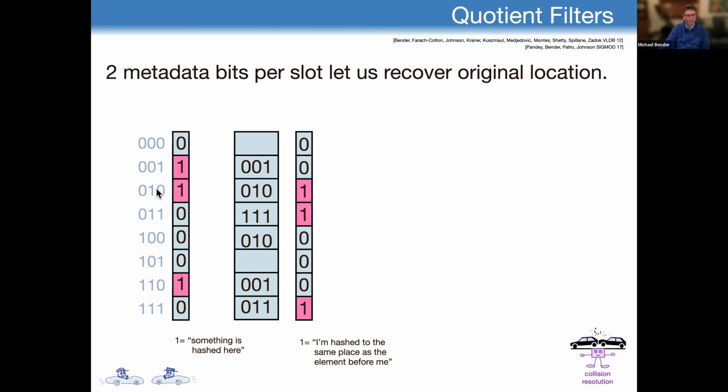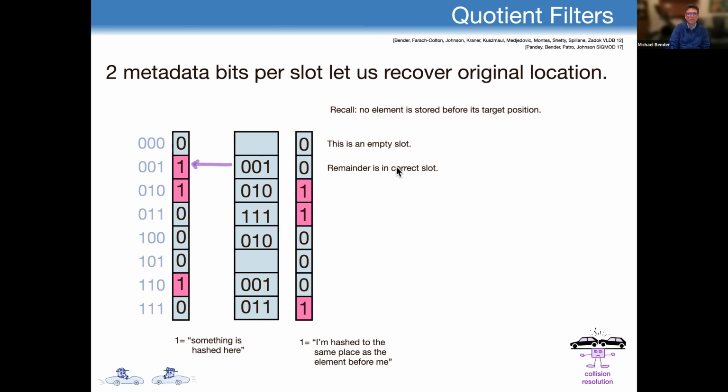So now let's look at this second position. There's 0, 1, 0 that is hashed here. We look at this bit, the second bit here, there's a 1 in this position here, which says I'm hashed to the same place as the element before me. So that means that this 0, 1, 0 remainder is hashed to the same place as the previous element, which means it's hashed here. So I guess I should have been saying this. So no element is stored before its target position. This is an empty slot. That's what I should have said.